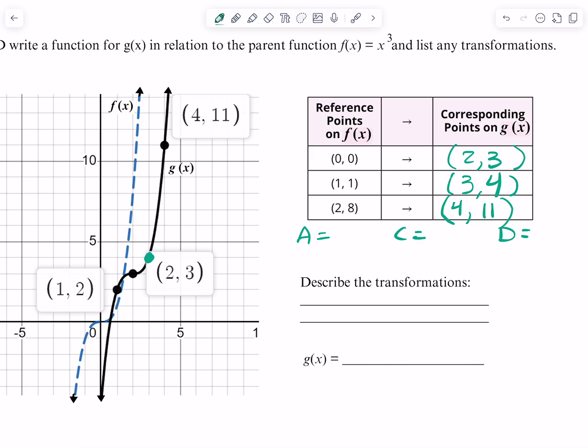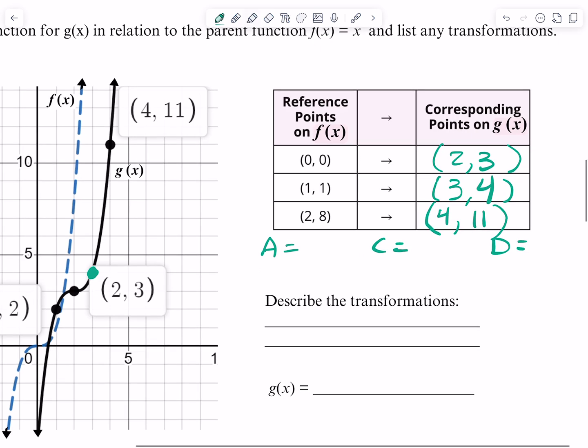Can you guys tell me what is C? No, I cannot tell you. It's a secret. 2. Yeah, good job. It's 2. It is positive 2. I want you to put a plus 2 on purpose. Then what is the D in this case? Positive 3. Remember that we get our C and D from your new home point.